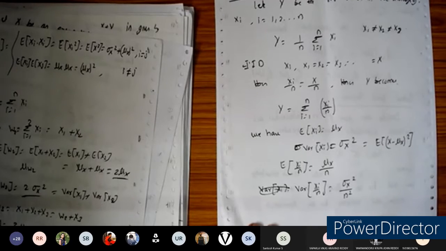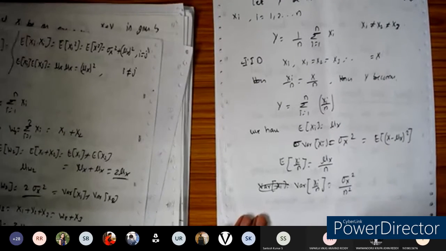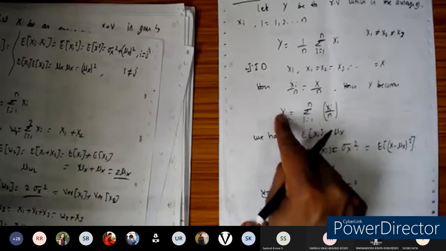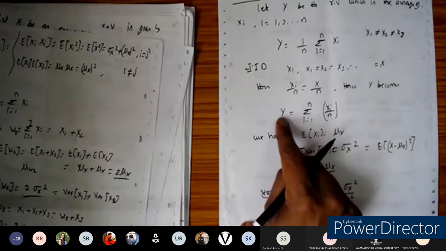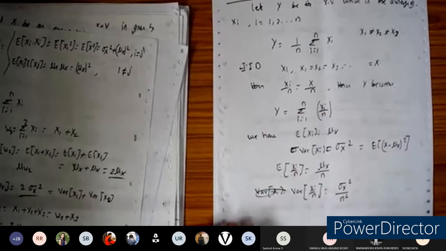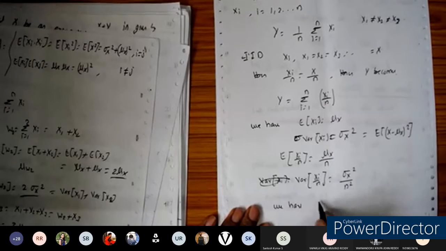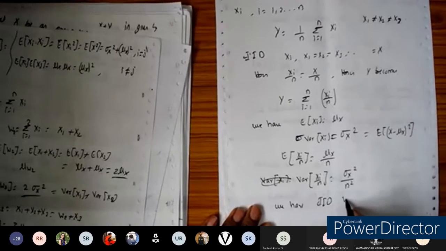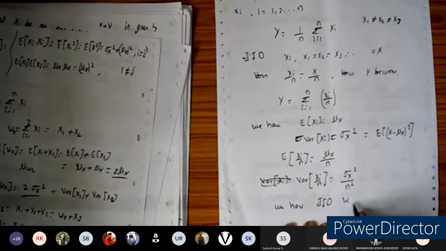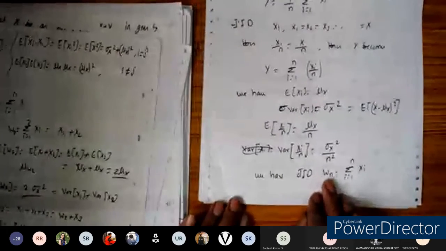Done? Yes, sir. Okay, fine. So now we are going to consider the variance of this one and the mean of this one, and the variance of the random variable y. So we have w. We have IID random variables, so w, which is nothing but wn, is equal to the summation i equal to 1 to n of xi. Already we have derived the mean of these n random variables.